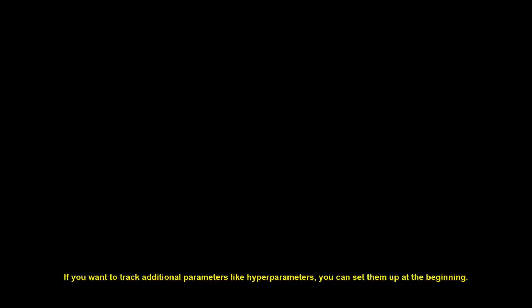If you want to track additional parameters like hyperparameters, you can set them up at the beginning. For example, add wandb.config.learning_rate equals 0.001 to log your learning rate. As the training progresses, you can monitor your results in real time on the Weights and Biases dashboard.